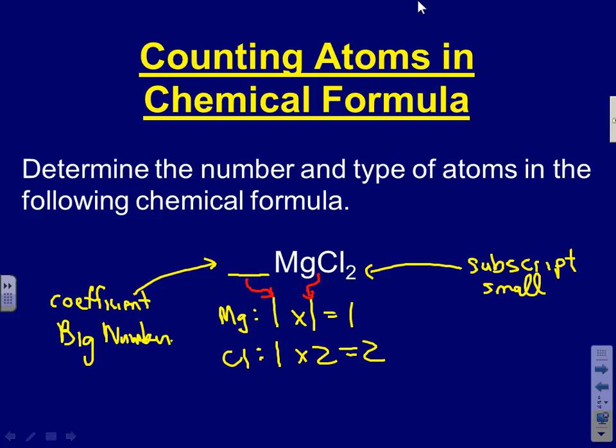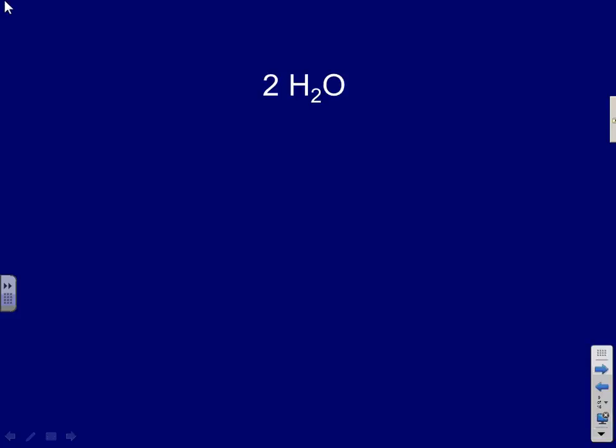Like I said, tomorrow we're going to be doing something called balancing chemical equations. And what we need to do is we need to balance the atoms. So if we can't count the atoms, we can't balance the atoms. Let's do another example. So let's say in my equation, I had 2 H2Os. The question is, how many H's and how many O's?